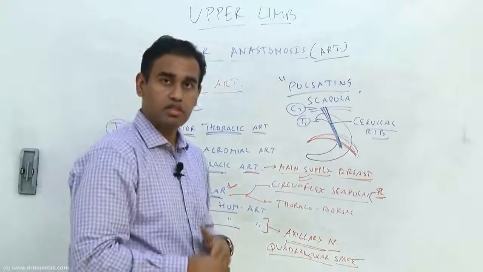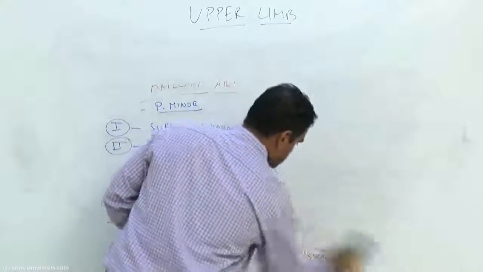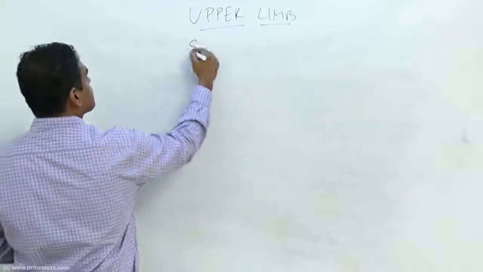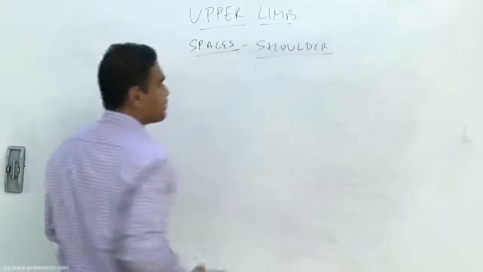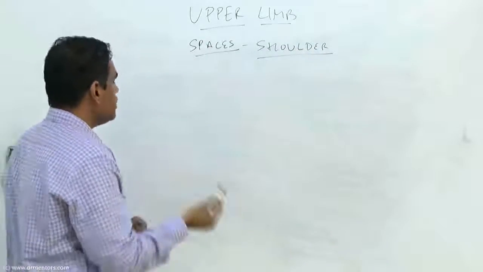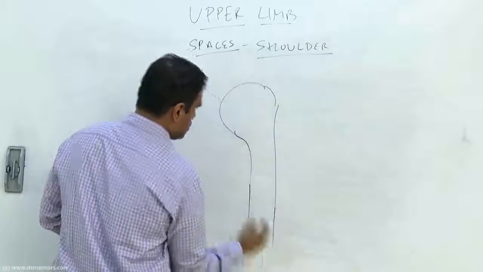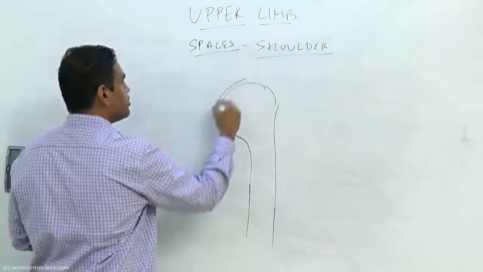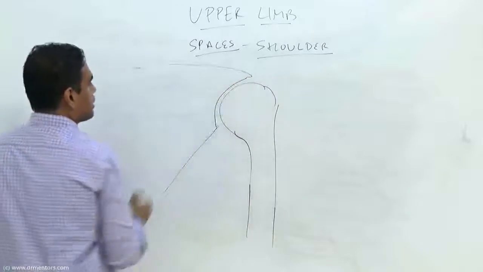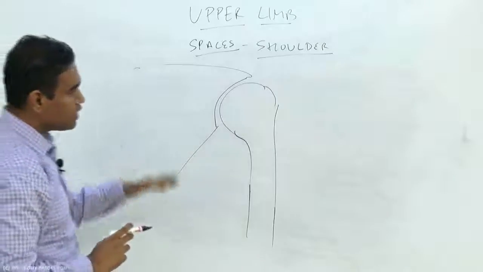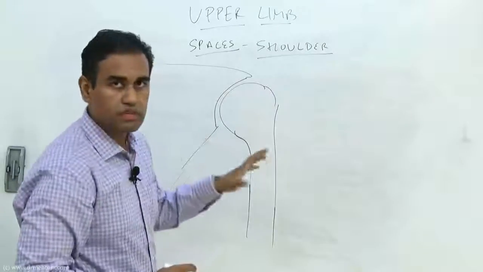Now let's do the spaces around the shoulder. The next topic is spaces around shoulder. We have the spaces around the shoulder region. Again, humerus. Then we have this shallow glenoid cavity. We have this scapula. Now we are looking at the shoulder region from posteriorly.